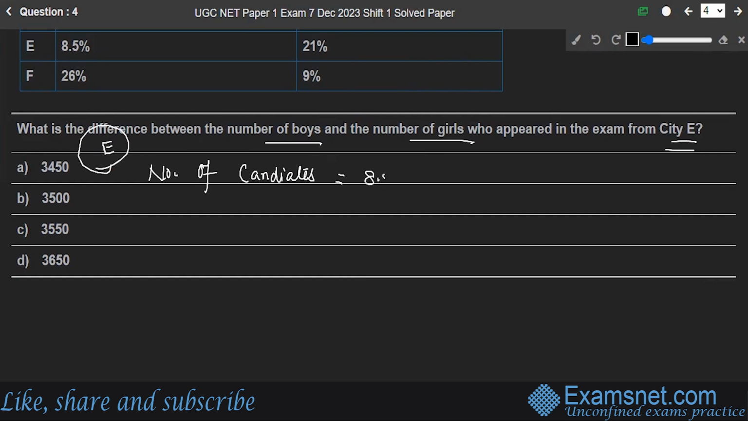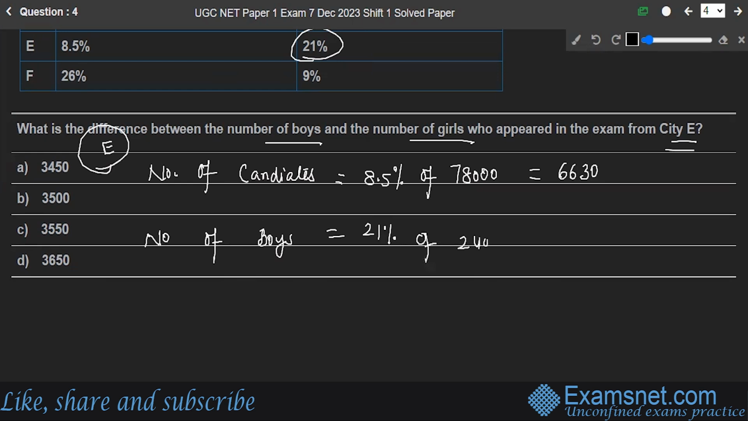The number of candidates is 8.5% of the total number of candidates, which is 78,000. That will give you 6630. And the number of boys is 21% of the total boys, which was 24,000, and this is equal to 5040. The question is, what is the difference between the number of boys and the number of girls? Let's find out the number of girls. That is equal to total candidates minus the number of boys.